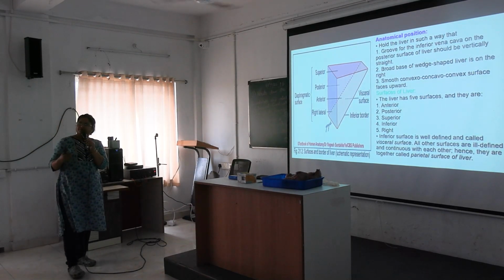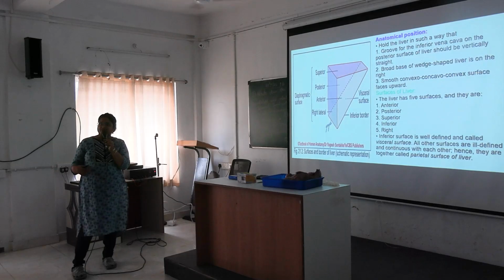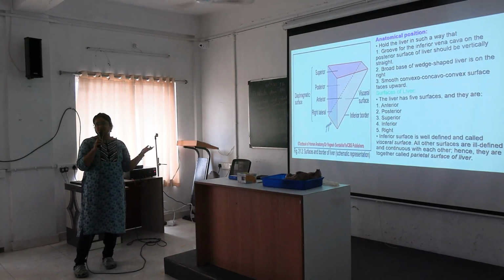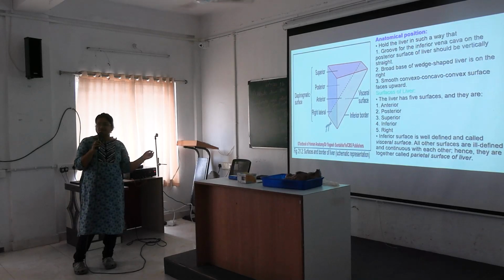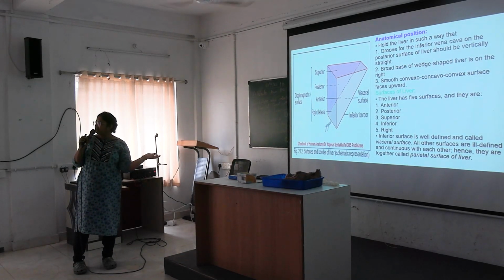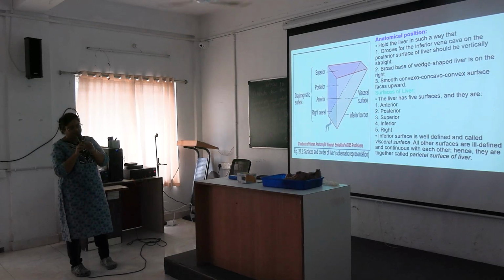In the pleura, you have got parietal pleura and visceral pleura. Here also, the surface coming in contact with viscera is the visceral surface, and rest all the surfaces together we are telling parietal surface. Okay, rest four surfaces.